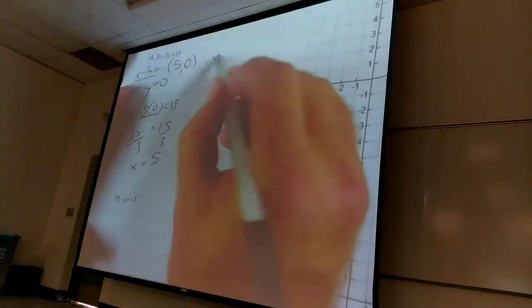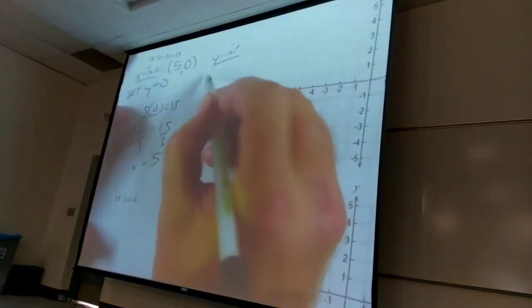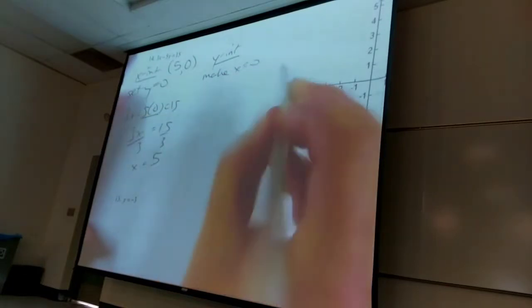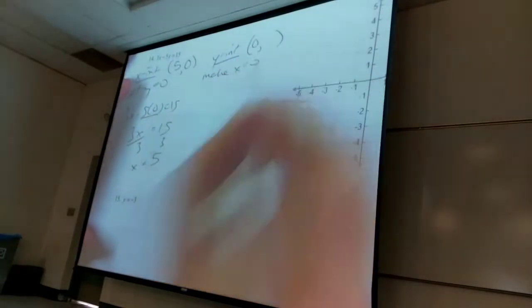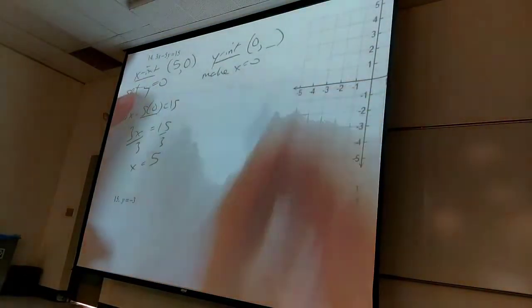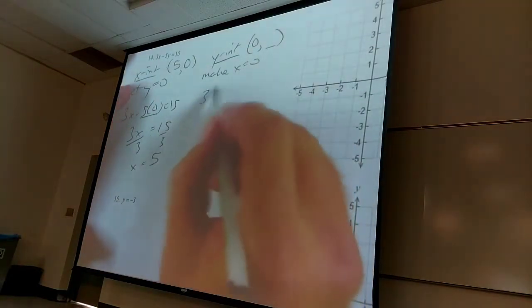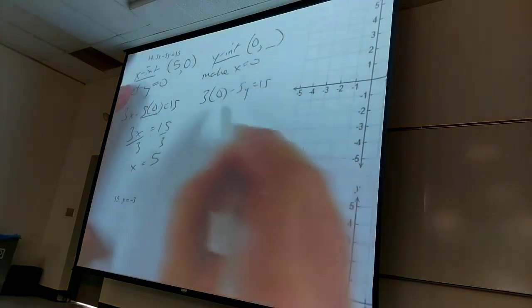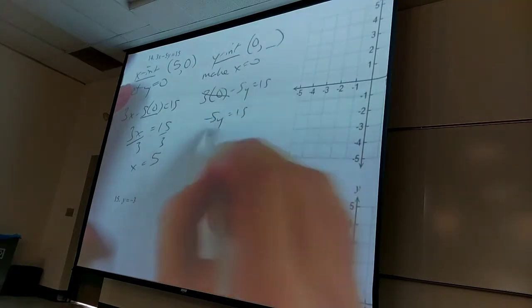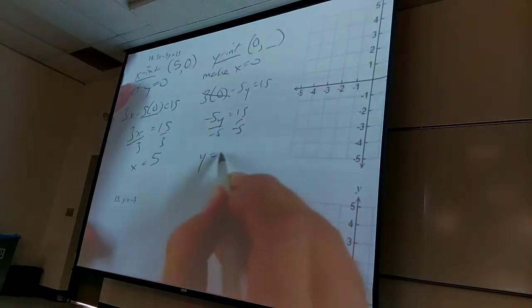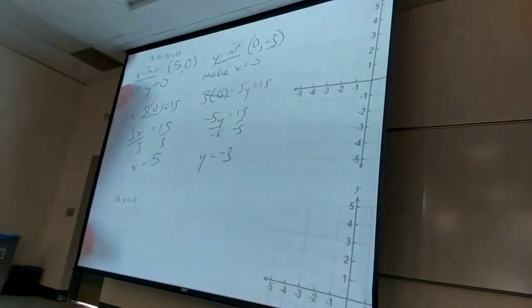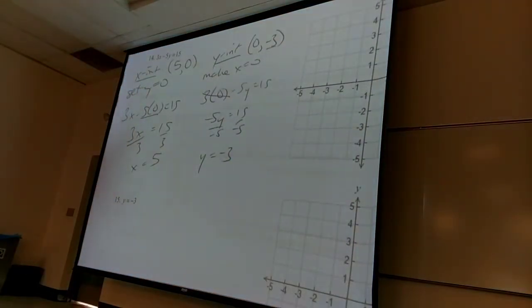To find the Y-intercept, make x equal to 0. So I already know this. Bam! I'm just looking for this piece. So then I get 3 times 0 minus 5y equals 15. Negative 5y equals 15. So then y equals negative 3. Now real quick, if you think I go too fast on that step, it's because I have to assume now that that is easy. You have to be able to solve equations.